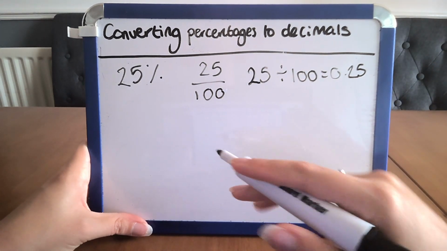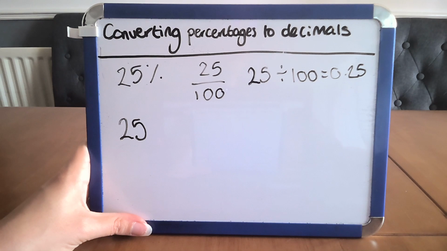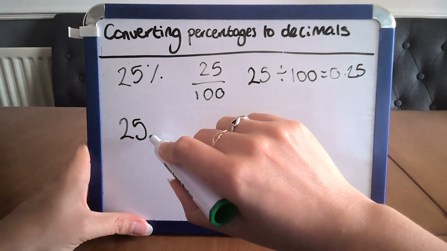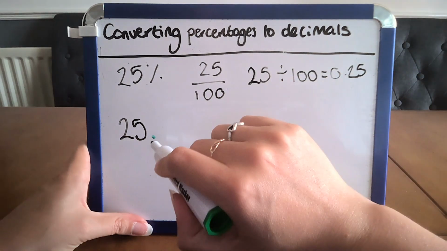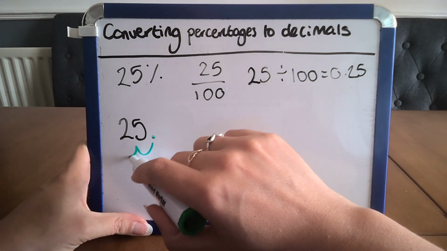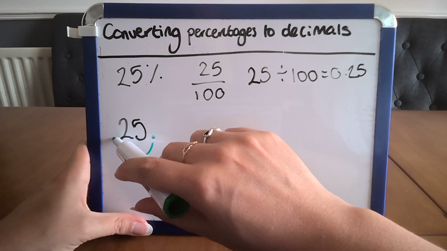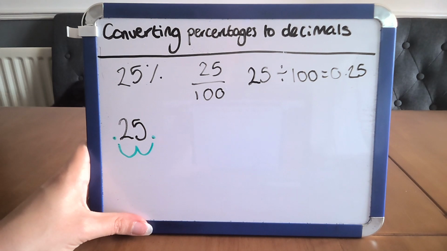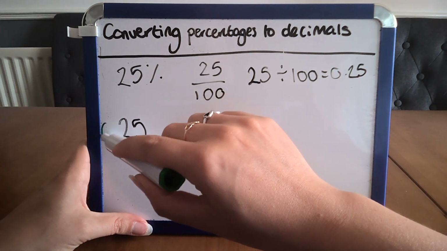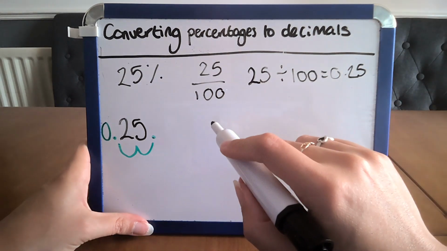Now, another way of thinking about this is that you take your percentage and you imagine that the decimal point is here. Because you're dividing it by 100, you are moving that decimal point 2 places over, meaning that it then sits here. The reason why it's 0.25 and not .25 is that we need to add the 0 in as a placeholder. So it'll be 0.25, just to show you that in place value.